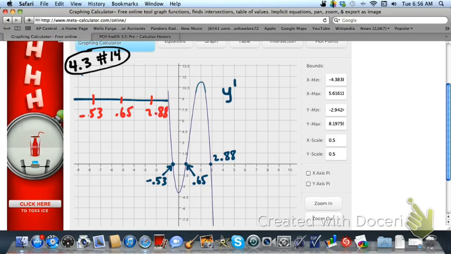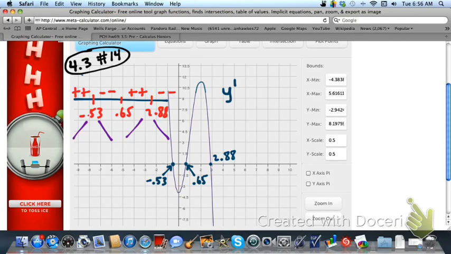Okay, and we can clearly see from the graph that y prime is positive to the left of negative 0.53, negative in between those two critical points, positive and then negative. And so we can see that f is increasing to the left of the first critical point, decreasing in between, then increasing, and then decreasing.